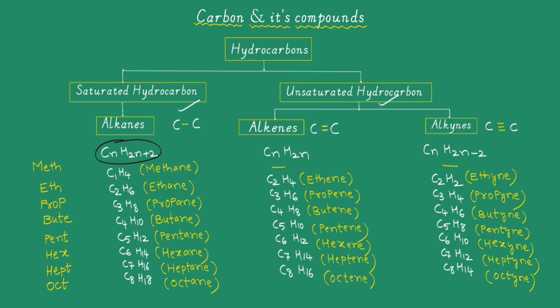CnH2n plus 2 for alkanes, CnH2n, exactly double, for alkenes, CnH2n minus 2 for alkynes. So already I told you about these molecular formulae, names and structures.